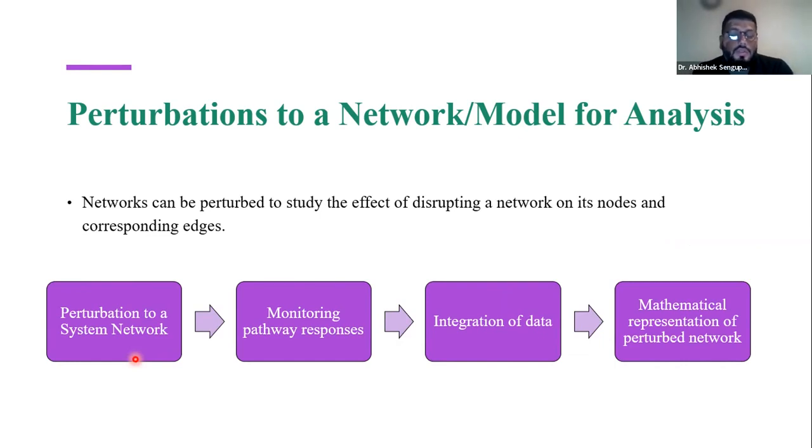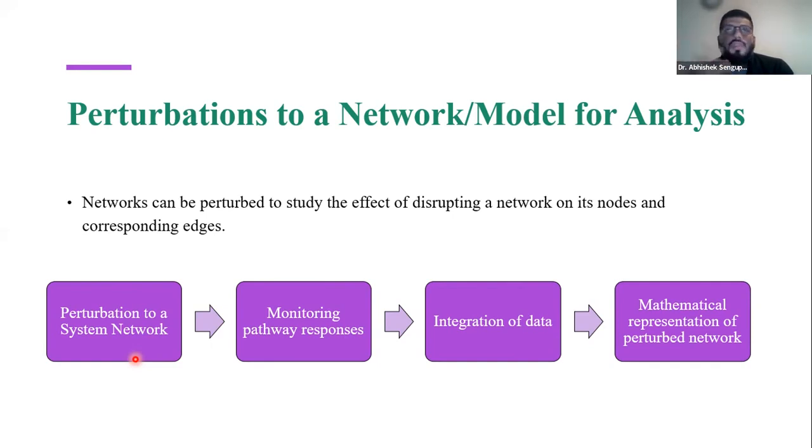The process starts with systematic perturbation of biological systems, monitoring the pathway responses, integration of the data, and formulation of mathematical models that describe the structure of the system and its response to perturbation. So perturbation analysis is very important, where, for example, you knock out certain genes, you knock in certain genes, or you just stop certain pathways in a metabolic model or in a biochemical network model, and you see what changes happen.